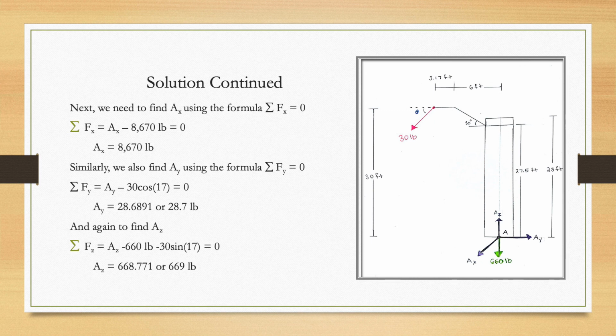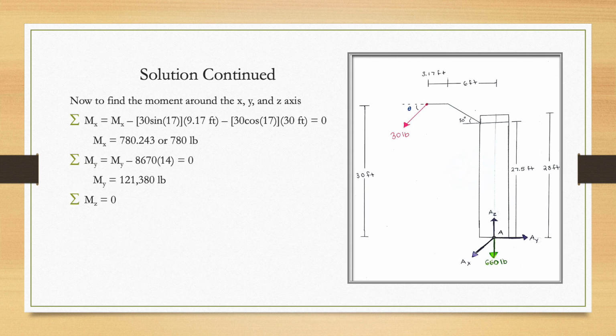And again, to find the force of A on the z-axis, we use the sum of the forces of the z equals 0. So it's the force of A of Z minus 660 pounds because it's on the negative Z and it's the weight of the pole, minus the 30 pounds times sine of 17 because it's on the opposite of the z-axis, right? So we use sine. And with these calculations, we find that the force of A on the z-axis is 669 pounds.